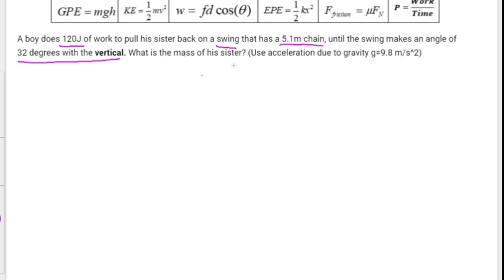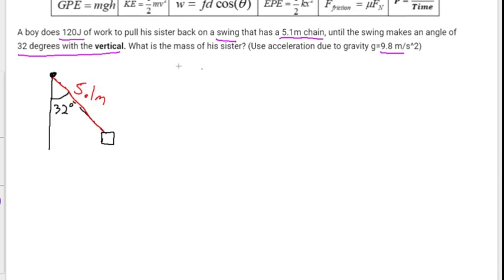We want to figure out what the mass of his sister is, and we want to use 9.8 as the acceleration due to gravity. First thing I recommend doing is drawing a picture. If this is my swing, the chain hangs down like this, but then the child is pulling his sister back to some angle that they told us, which was 32 degrees. Now his sister is right here, and this part of our triangle is our chain. The chain we know is 5.1 meters, and it wants us to figure out what the mass of his sister is.